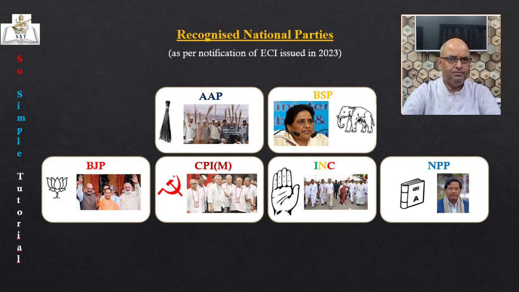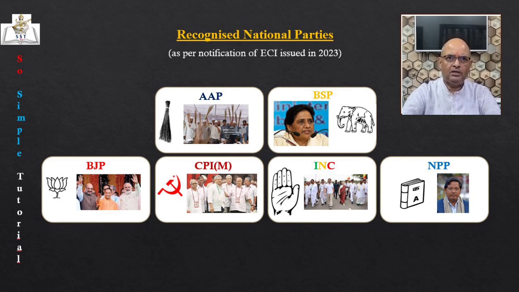First, Aam Aadmi Party. This party was formed in 2012. Its symbol is the broom, that is jhadu. Arvind Kejriwal, Manish Sisodia, Sanjay Singh, etc. are its top leaders. The party was founded on the idea of accountability, clean administration, transparency, and good governance.